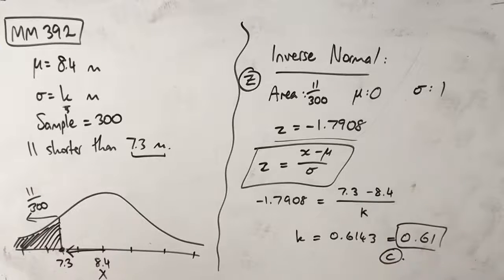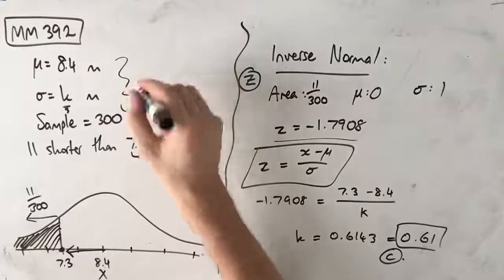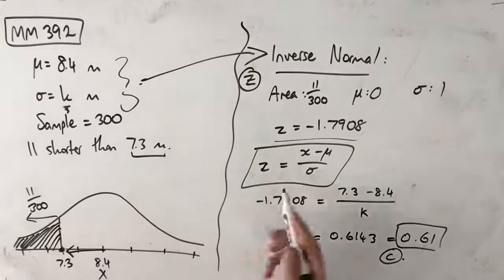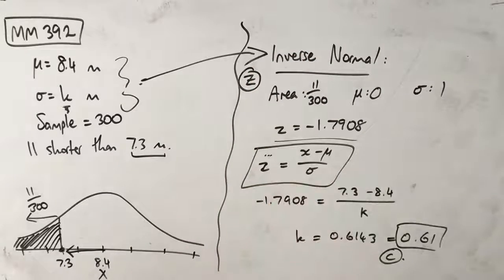So C is our answer for MM392, guys. If you have any questions about that, I know this is a weird process, but as soon as you don't have one of these, inverse normal is your friend to find your z value, and then you can use this formula here.